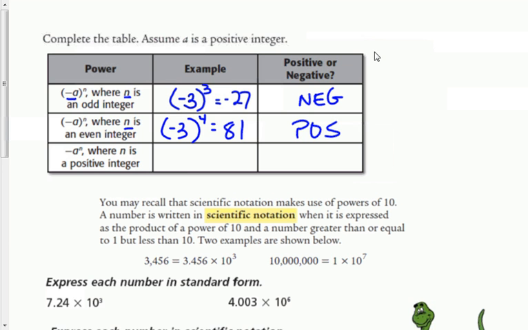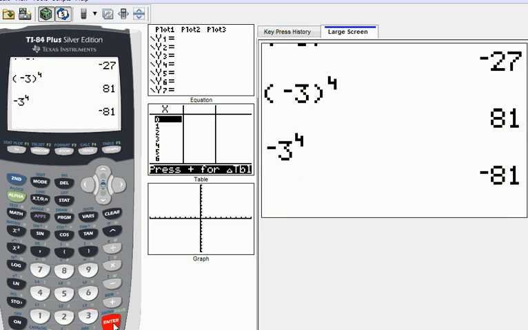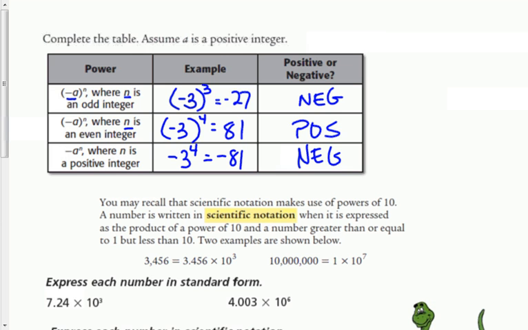All right, so if I do without parentheses and a positive integer, I get -8, which is a negative. And just to prove that that is correct, my calculator should get the same thing. So if I do without parentheses negative 3 raised to the 4th. Notice that's a negative value. All right. So we're going to do scientific notation.